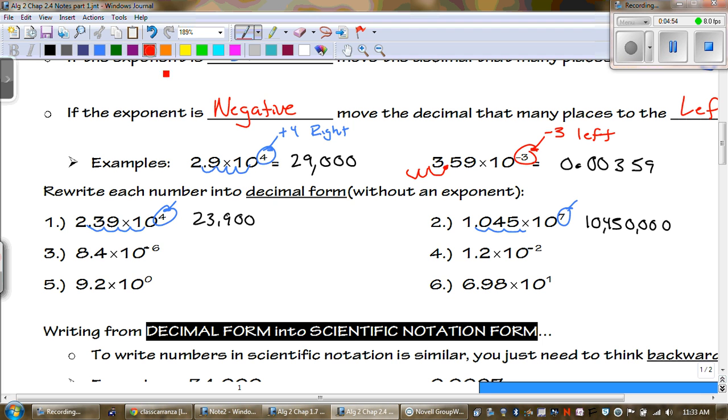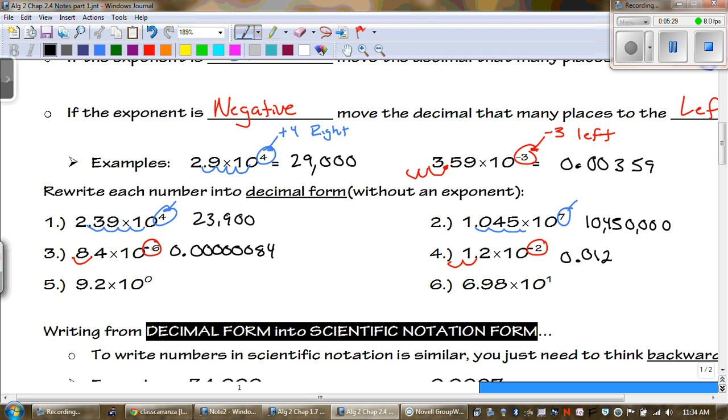Number 3. Remember that's a negative, so I have to move it to the left. 1, and then 6 zeros. So 1, 2, 3, 4, 5, 6, and then I write the rest of the numbers. Number 4, it's negative, so I move it 1, 2. So there's 1, 2, and the rest of the numbers stay the same.